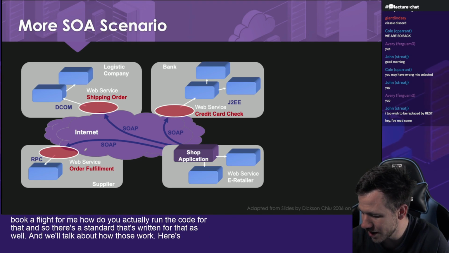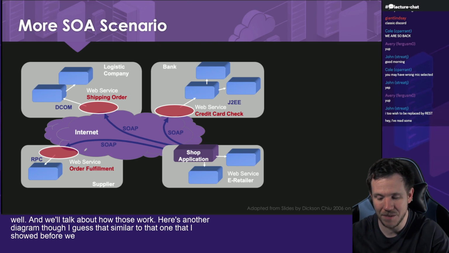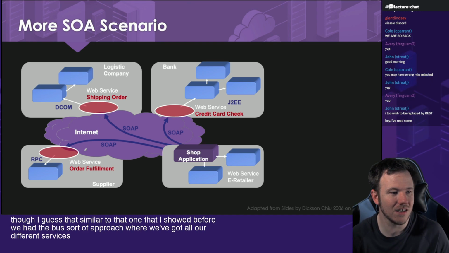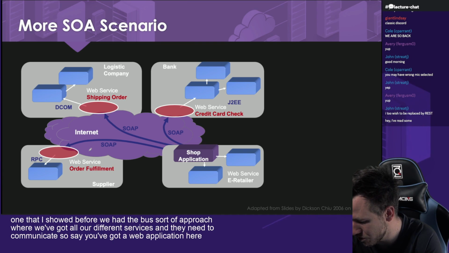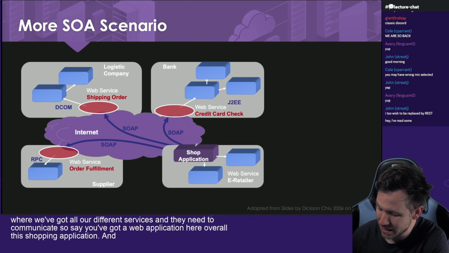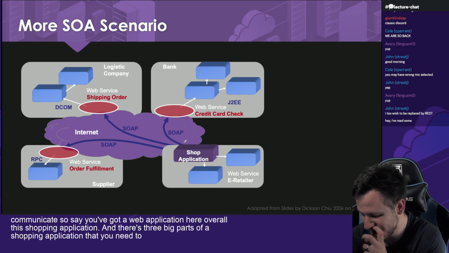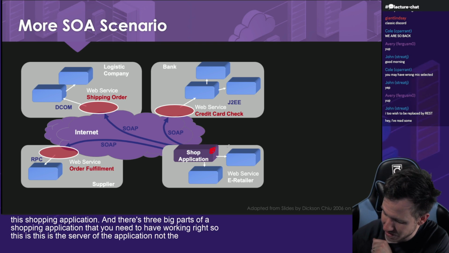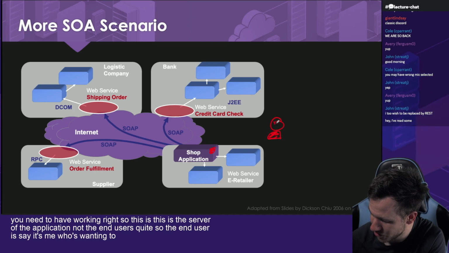Here's another diagram that's similar to the one I showed before, where we had the bus approach, with all our different services that need to communicate. Say you've got a web application overall, this shopping application, and there are three big parts of a shopping application that you need to have working. This is the server of the application, not the end user's client. The end user is, say, me wanting to buy things from the shop.